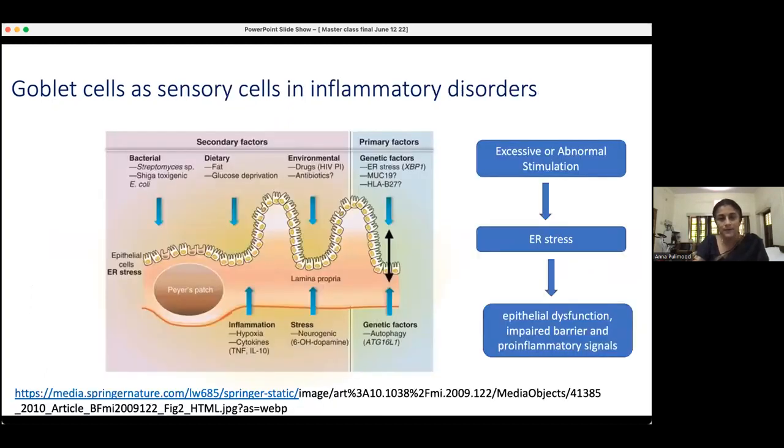In inflammatory bowel disease, the sensory functions of goblet cells are multiplied manifold. So they respond to various bacterial antigens, they respond to dietary molecules in the lumen, they respond to various drugs and antibiotics again in the lumen, they respond to various inflammatory mediators and to hormones secreted in the lamina propria. So the goblet cells actually can play a key role in controlling some aspects of inflammation. The problem is that excessive stimulation of goblet cells can result in endoplasmic reticulum stress, and this is one of the triggers for IBD.